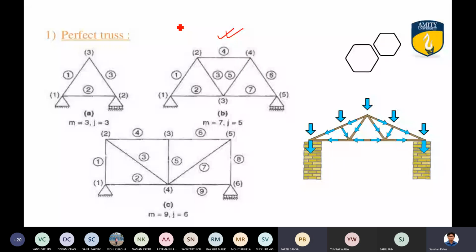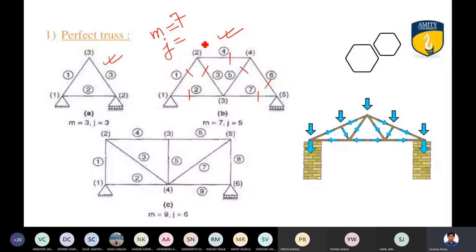You come to this one. Look here, 7. Let me also calculate: 1, 2, 3, 4, 5, 6, 7. What is the number of joints here? Tell me. 5. So J is equal to 5.